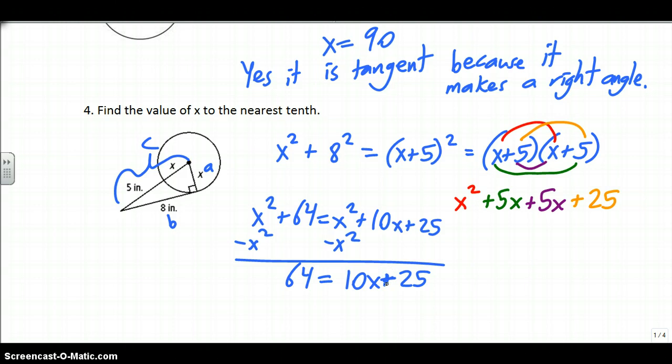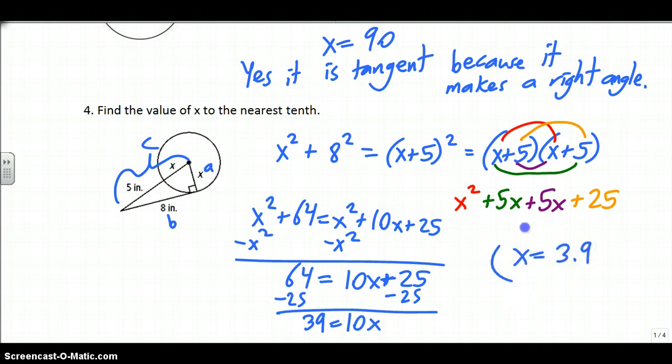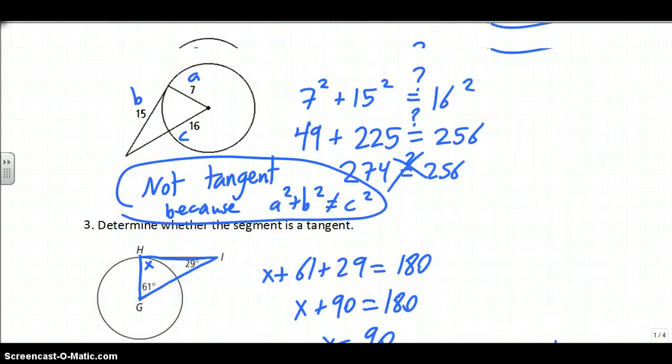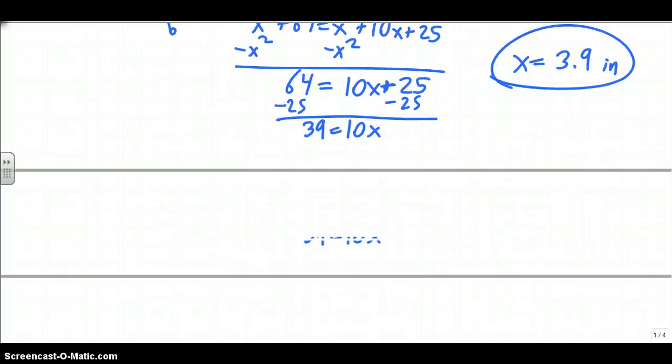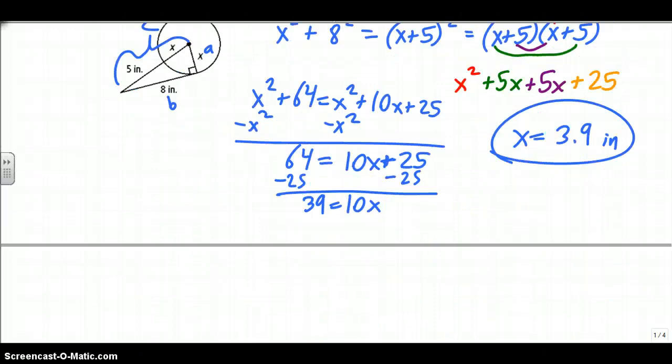I don't have to use quadratic formula, I don't have to factor, I don't have to do any of that stuff. Alright? I'm going to subtract 25 now. So 64 minus 25 is 39. That equals 10x. When I divide by 10, x ends up being 3.9 inches in this case, because it does have units. Did any of our others have units? I didn't even look. No, they did not. Okay. Alright, so that's that one.